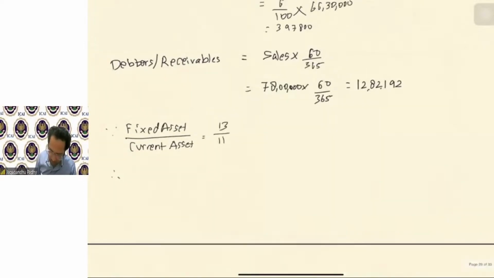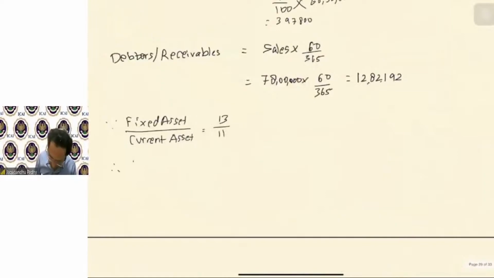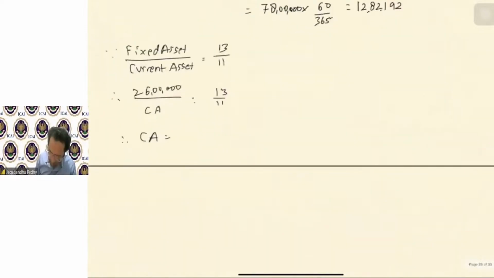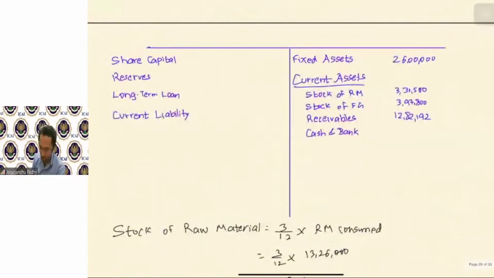We already know fixed asset value to be 26 lakh. So obviously the current asset will be 26 lakh into 11 by 13, which is 22 lakh. Current assets is 22 lakhs.